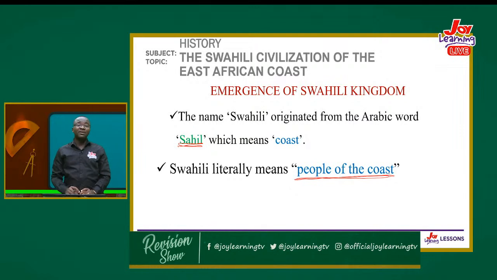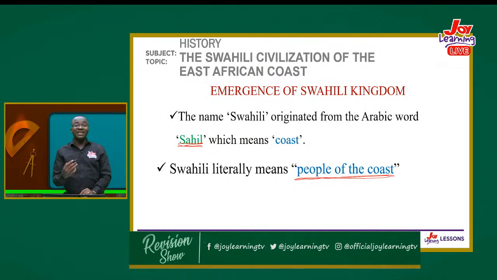Now, we'll delve into details later on how the name came about, but let me just give you a gist. We're saying that it has its source in an Arabic word, Sahil, and that it means people of the coast or coast settlers or dwellers. Why Arabic? Because it was given to them by some Arabic traders that had come from Southern Arabia to trade with them.